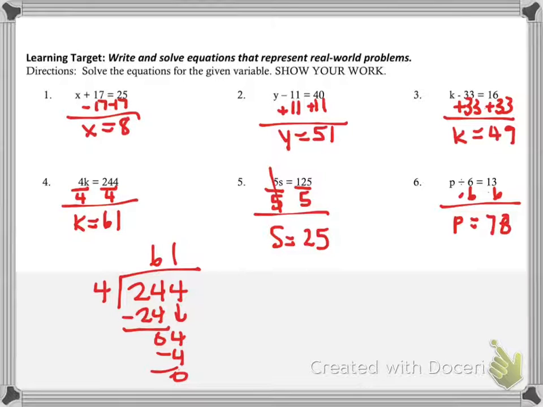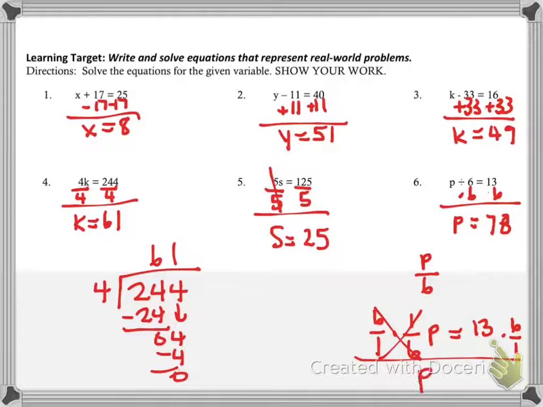Okay, so 78. Here's what this also looks like. P divided by 6 is P over 6, which we wrote as 1/6 P equals 13. And this is multiplication now, so I'm going to get rid of that by multiplying by the reciprocal. And if you multiply by the reciprocal, you get the 6's to cancel, the 1's cancel, you get P equals 13 times 6, 78. All right?